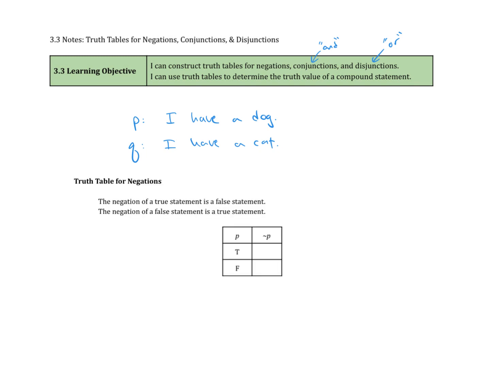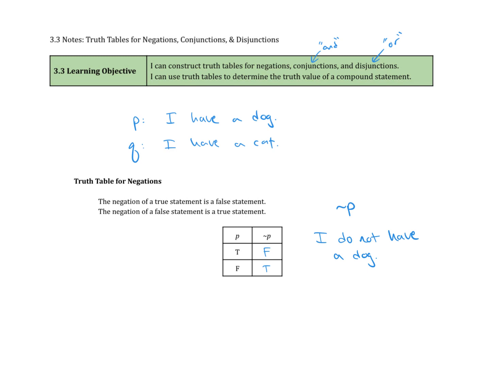This is what a truth table looks like for just one statement, P. And remember that little squiggle means the negation of P, or not P. So if P is "I have a dog," not P is "I do not have a dog." And if the original statement is true, the negation would be false. And if the original statement is false, the negation would be true.